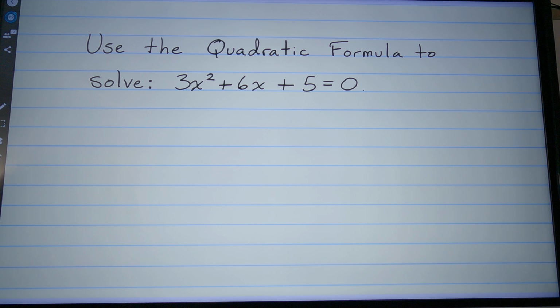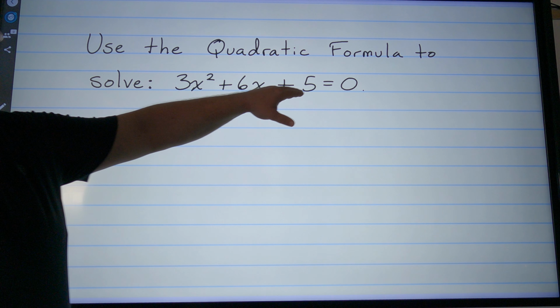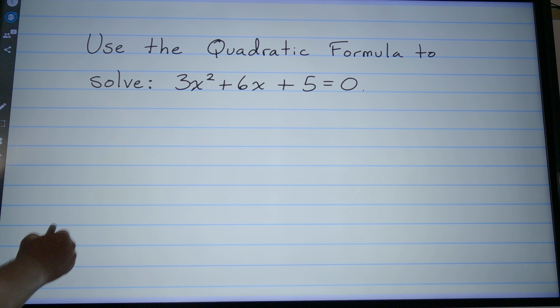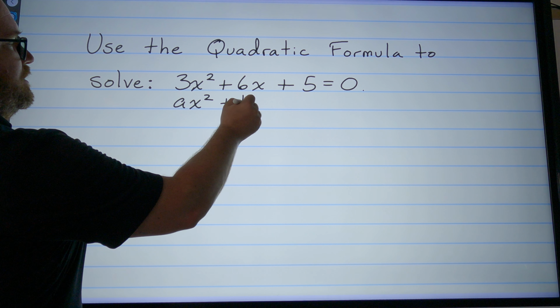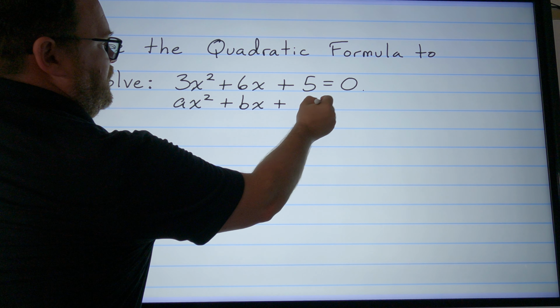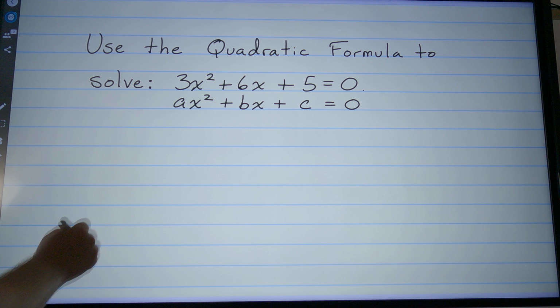All right, in this problem, we're going to use the quadratic formula to solve the equation 3x squared plus 6x plus 5 equals 0. Now, our quadratic equation must be in the form ax squared plus bx plus c equals 0 for this to work. Ours is, and we can easily identify a, b, and c.